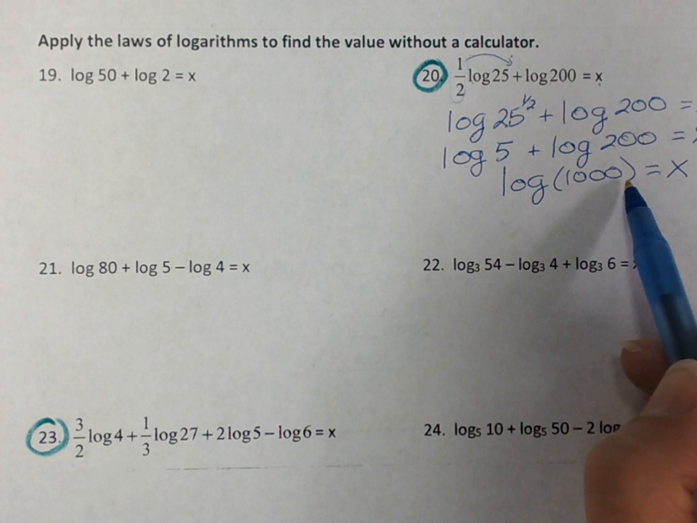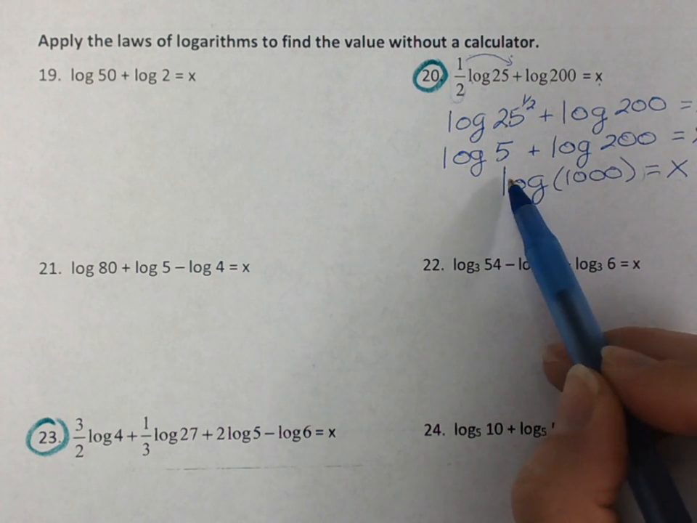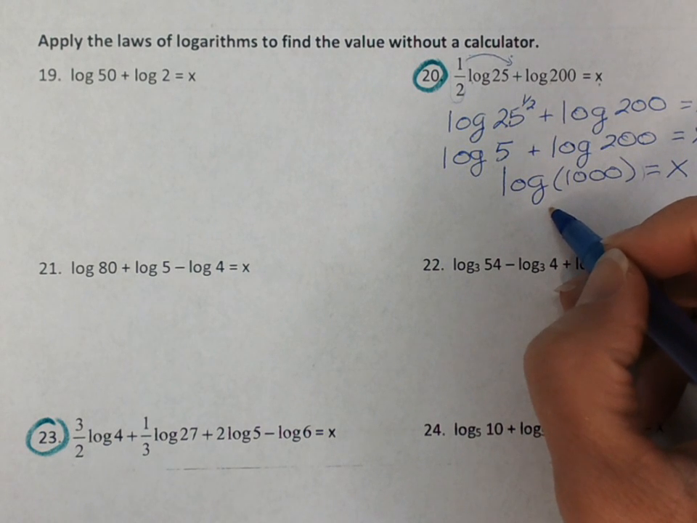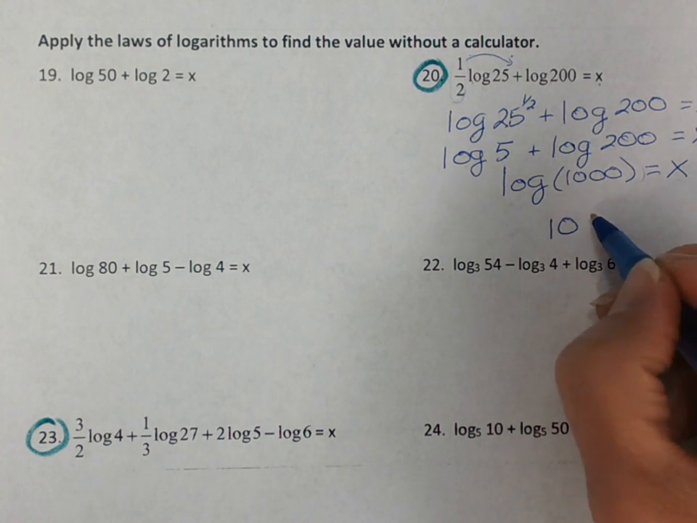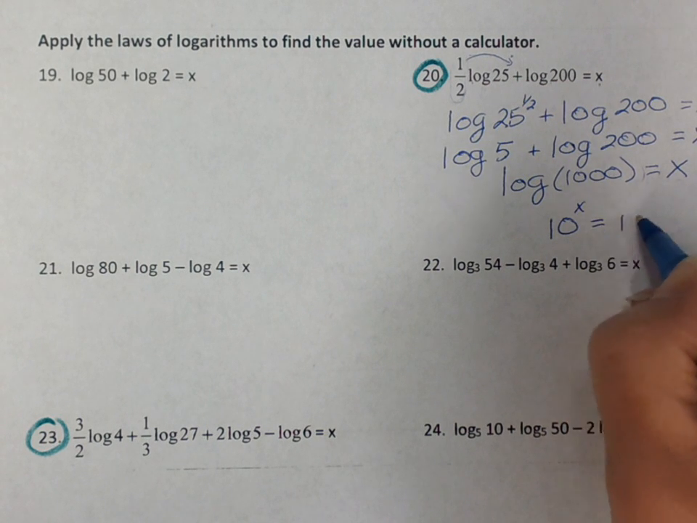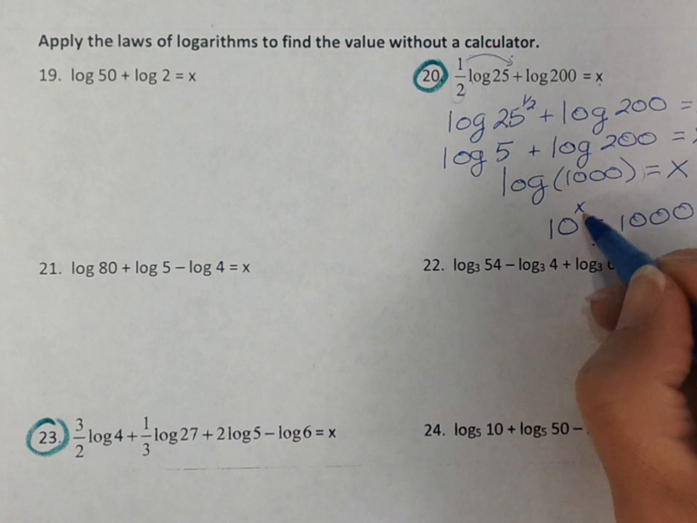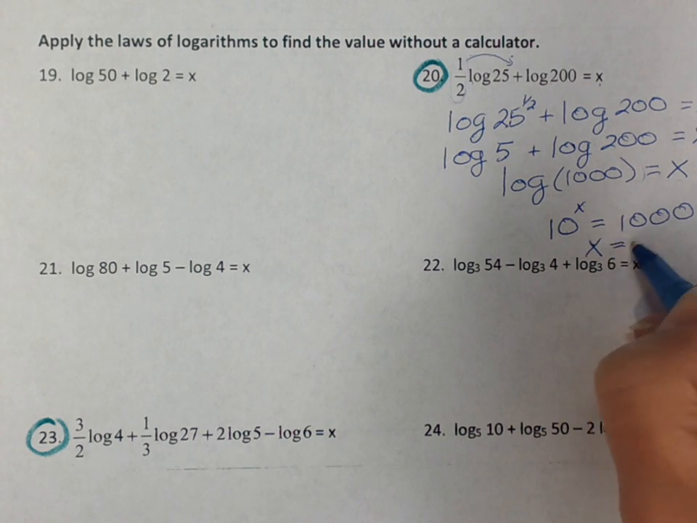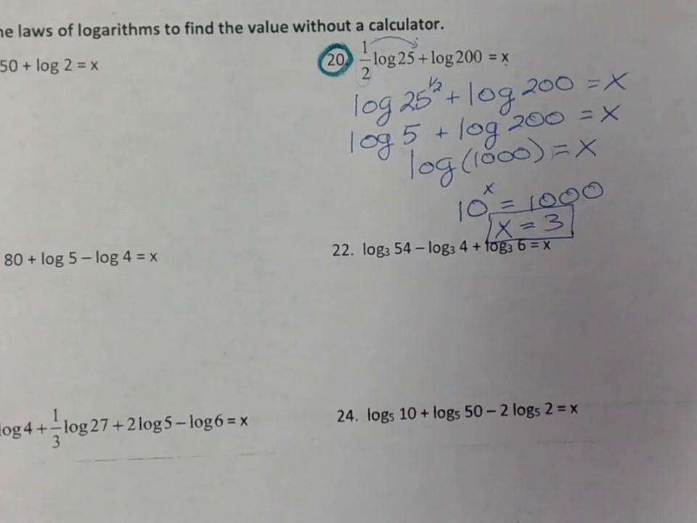It's hard for me to see it unless I turn it into an exponential. So once you have a plain log down here, you can turn it into an exponential. Remember, if there's nothing written down here for the base, it's 10 to the x equals 1,000. So therefore, 10 to the what equals 1,000? Well, 10 to the third, so x equals 3. Okay?